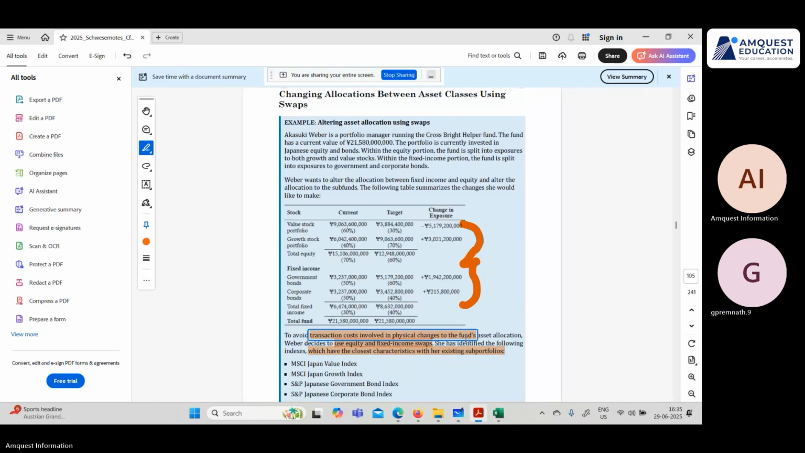Okay. So what should we do? So let's go one by one, right? So the first one is, Weber wants to reduce the exposure to value stock portfolio. Correct. So basically what she will do is she will want exposure to the growth and she's ready to give up exposure to value. So she'll engage in a swap that gives her returns of the growth in exchange for returns of value.